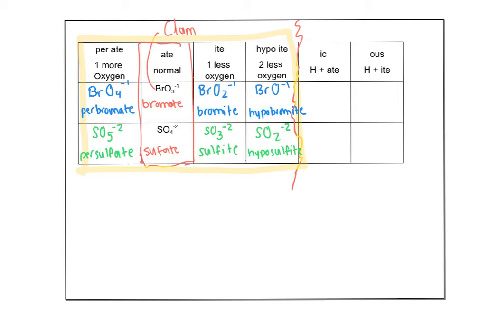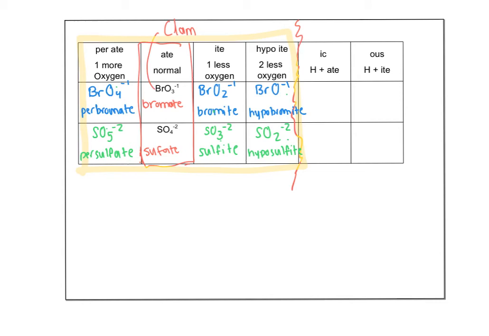All right, so hopefully you see the pattern. One more oxygen for here. Same charge, we put per in front of the ATE polyatomic name. If we take one less, we change the ATE to ite, so bromite, sulfite. And then 2 less from the ATE polyatomic gets hypo and then ite as the ending. So this bro with the -1 charge is hypobromite and this is hyposulfite.